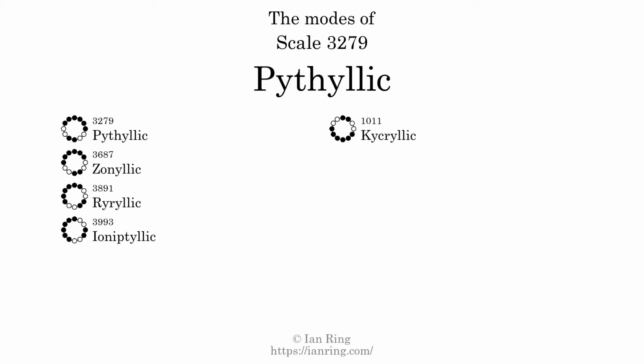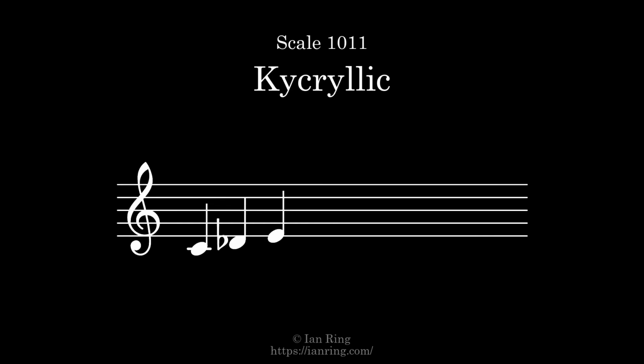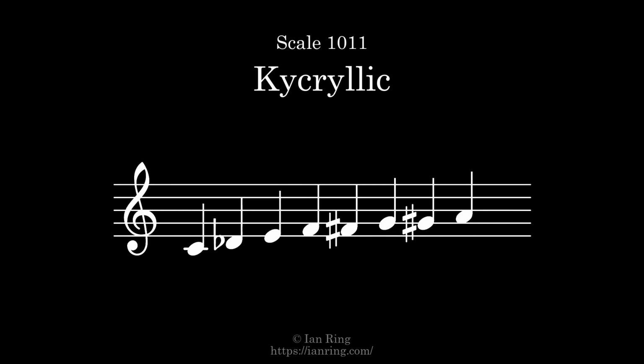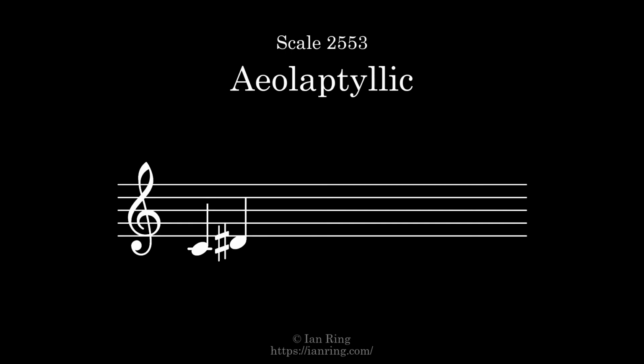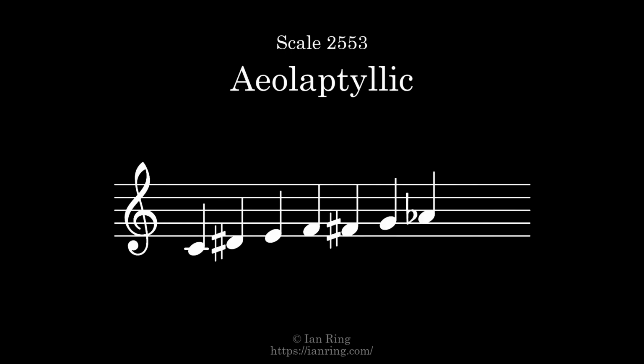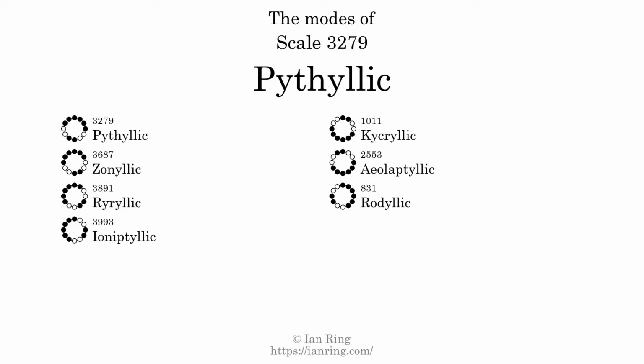The fifth mode is scale 1011, also known as Pythyllic. It sounds like this. The sixth mode is scale 2553, also known as Pythyllic. It sounds like this. The seventh mode is scale 831, also known as Pythyllic. It sounds like this.